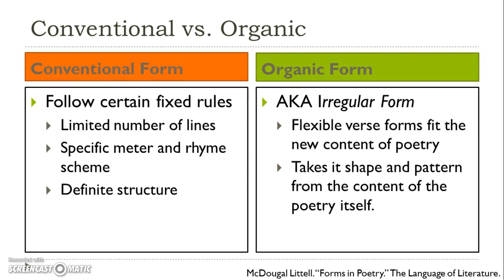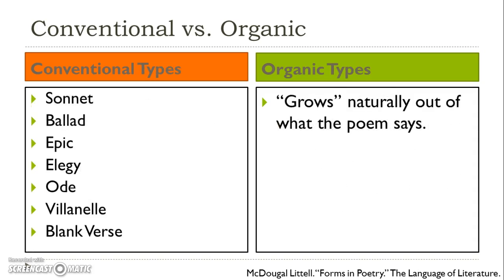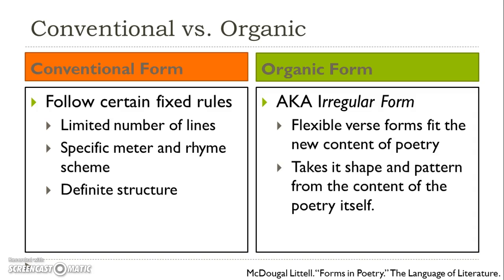Poems in conventional form follow certain fixed rules. For example, they have a limited number of lines, a specified meter and rhyme scheme, and a definite structure. Such poems are also called fixed form poems, and they include a wide variety of forms, for example sonnets, ballads, epics, elegies, odes, villanelles, and blank verse. The great English poets before the 19th century, such as William Shakespeare and John Milton, used the conventional poetic forms, as did American poets.